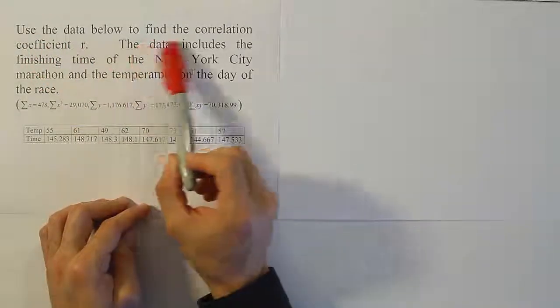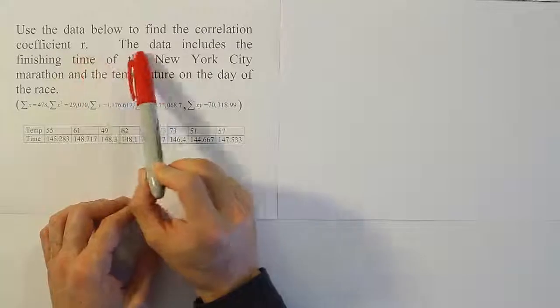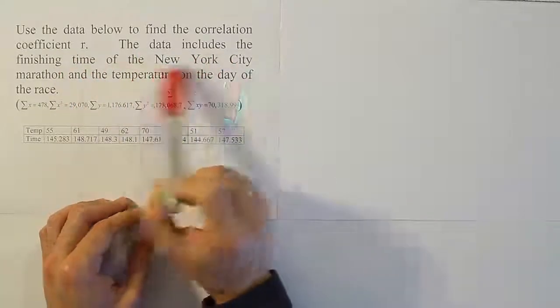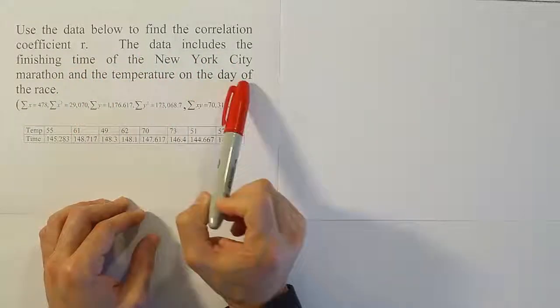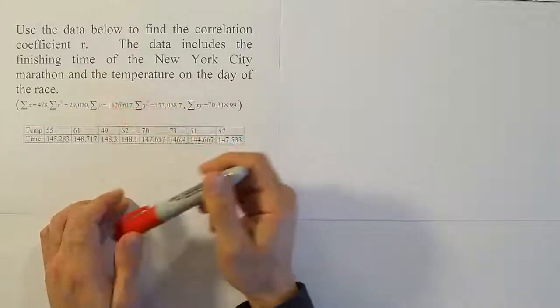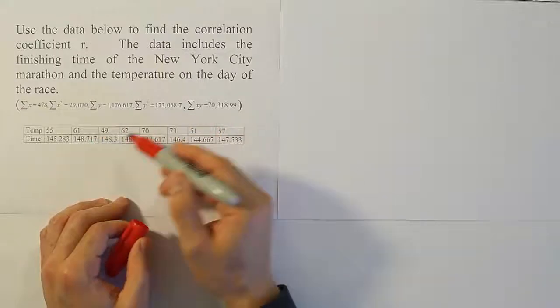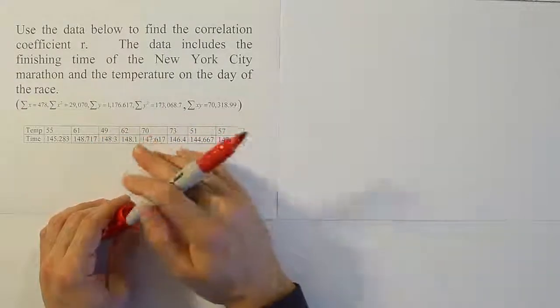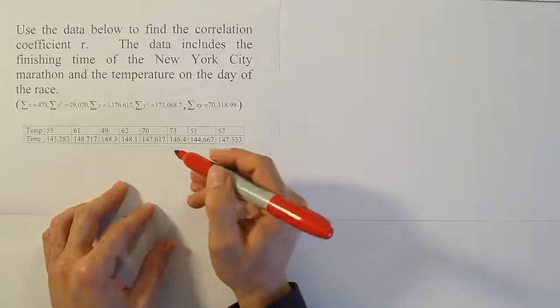Use the data below to find the correlation coefficient R. The data includes the finishing time of the New York City Marathon and the temperature on the day of the race. And then we have some summary data values here, which is basically the column totals when you sort the data and do that little bit of work that we do in the beginning with the numbers provided.